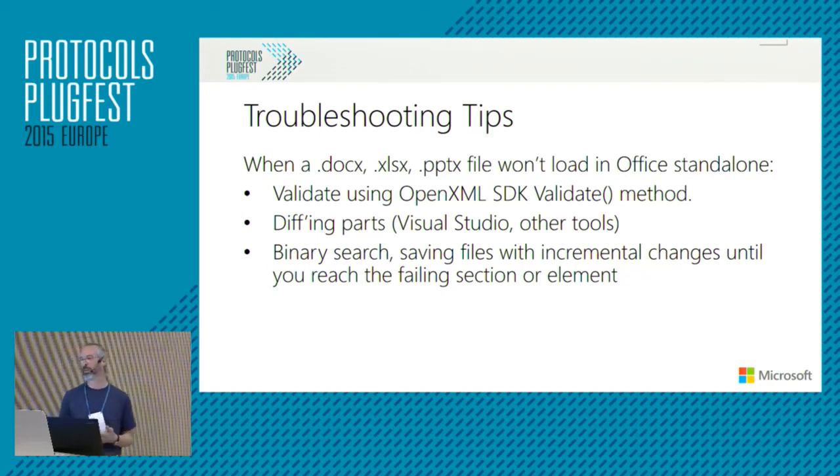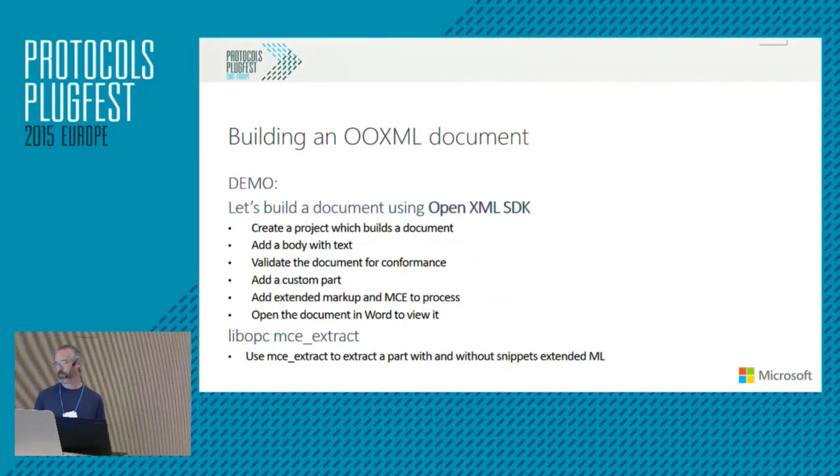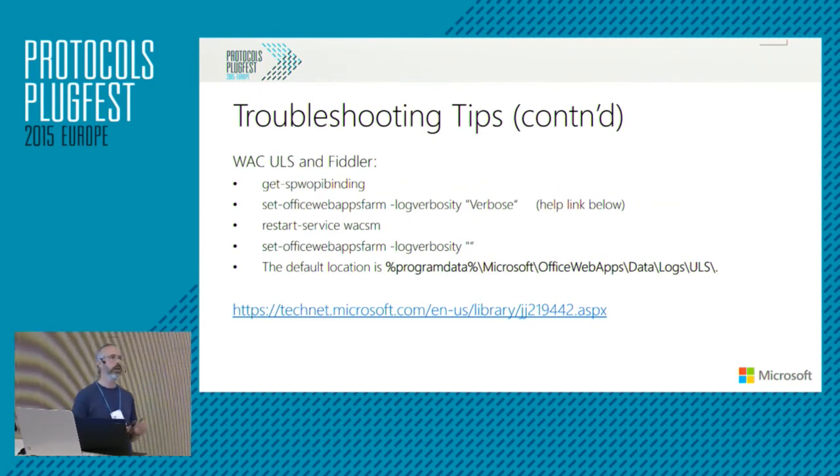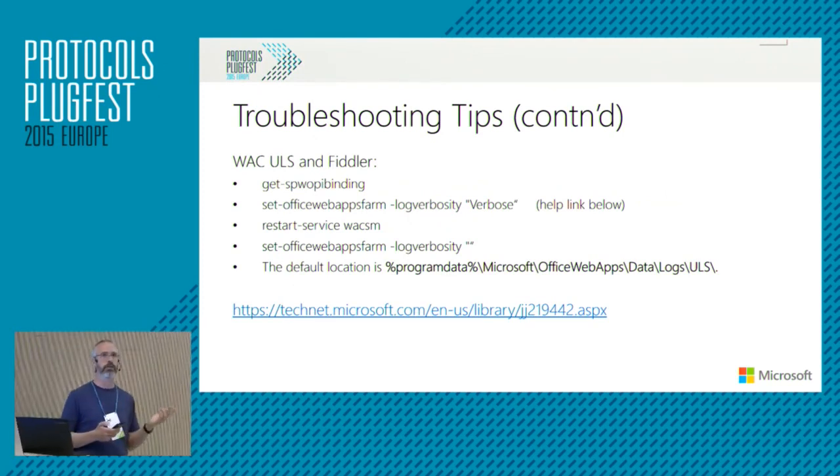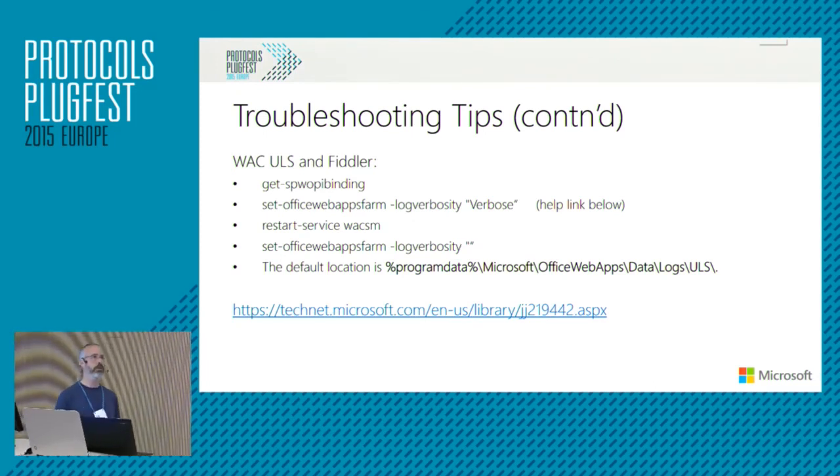Sometimes we have to go further and use diffing the parts against something that was saved with Word. So, for example, open a file that does work and save it, and then compare what the applicable parts look like. And often it boils down to a binary search, kind of narrowing it down until you find the part that's offending. Okay, if the file opens in standalone Word but doesn't open in Word Online, there are a few things you can do here which we've used recently that are very helpful.